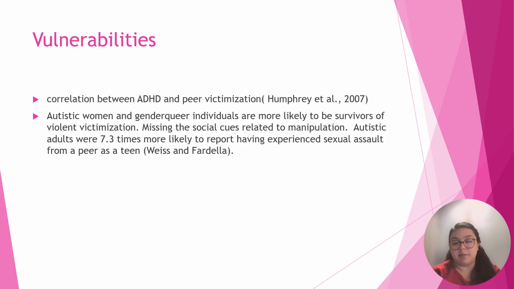The reason why this may happen is because of missing social cues related to manipulation. That self-protection piece, it's really difficult to see that. That vulnerability piece, because it's difficult to assess if that's happening in the moment for people. Autistic adults were 7.3 times more likely to report having experiences of sexual assault from a peer as a teenager as well.